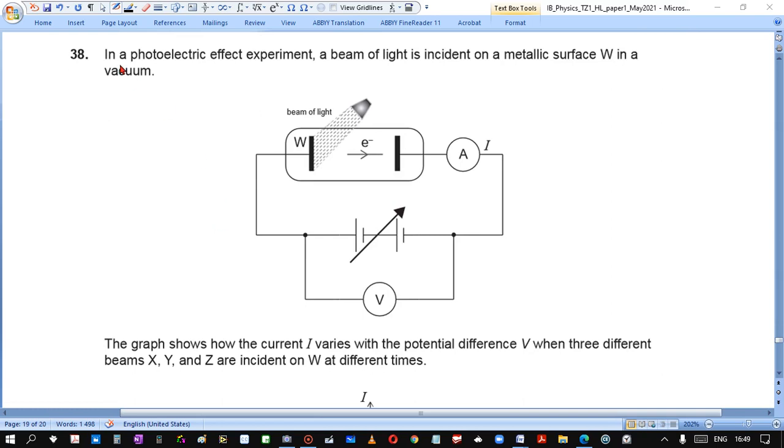Question 38. In a photoelectric effect experiment, a beam of light is incident on a metallic surface in a vacuum. The graph shows how the current I varies with potential difference when 3 different beams are incident. Right, so when we illuminate, photon energy is spent to overcome the attraction of atoms, the work function, and as a result, electrons have kinetic energy, so they can reach the other electrode. But to stop them, we should apply some voltage. So this voltage, for the same material, depends only on the frequency of the light.